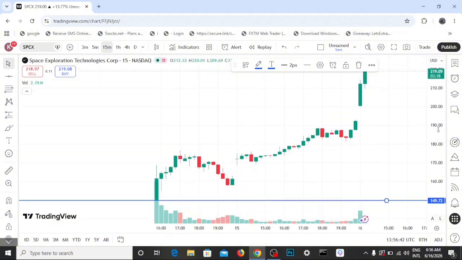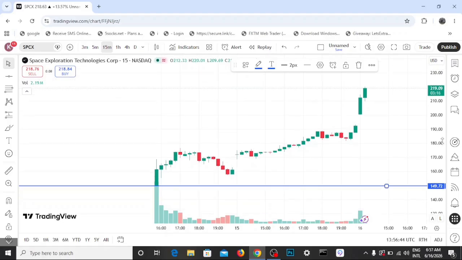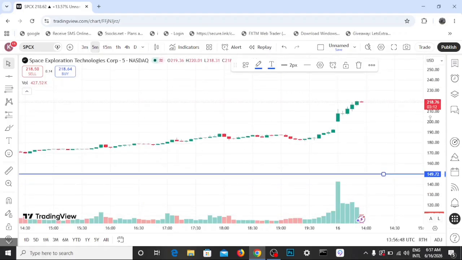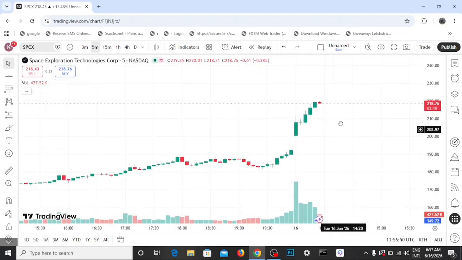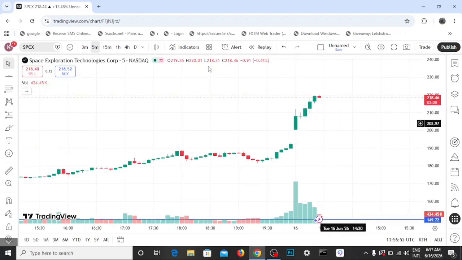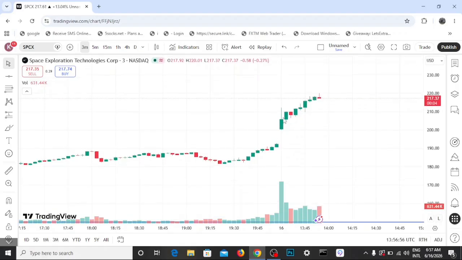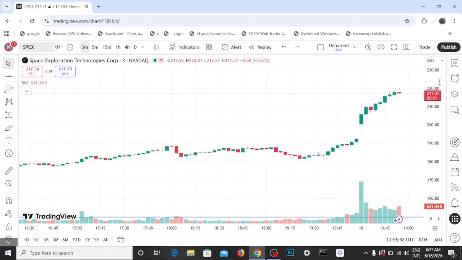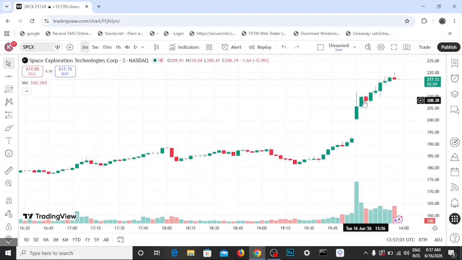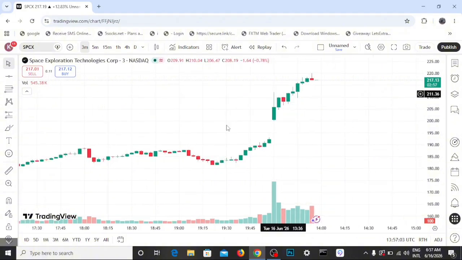So say you just want to go into a trade right now live. Personally, I'd say you go into the 5 minute time frame, or the 3 minute time frame, so you can see the candlesticks better. You can see it's basically massive buy.